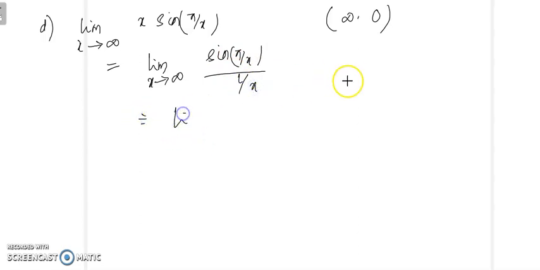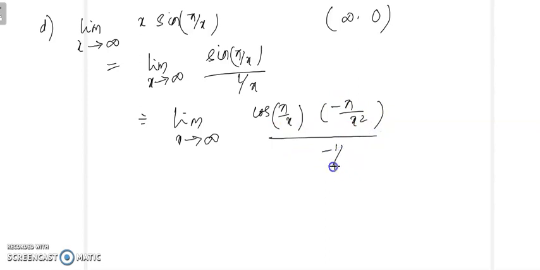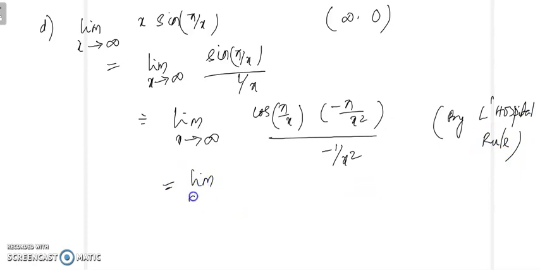So applying L'Hospital rule, taking the derivative, you get limit x tends to infinity cos pi by x into minus pi by x square by minus 1 by x square. So that will be equal to limit x tends to infinity, the 1 by x square cancels out, so pi cos pi by x. Now cos 0 is 1, so you will get pi.